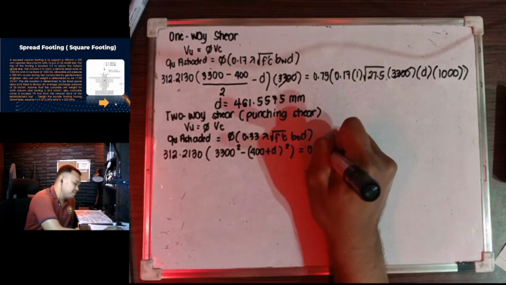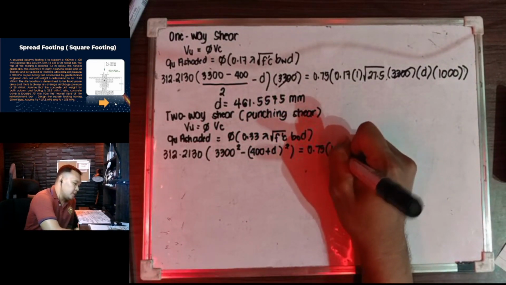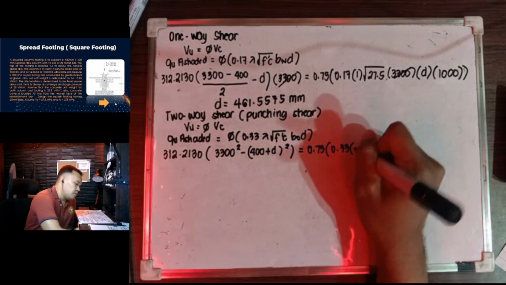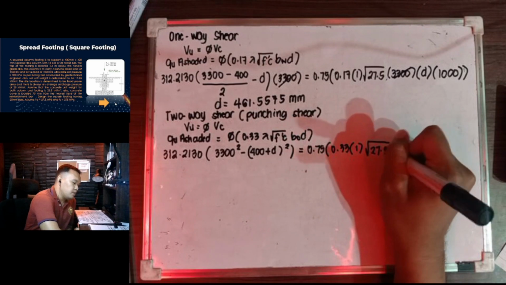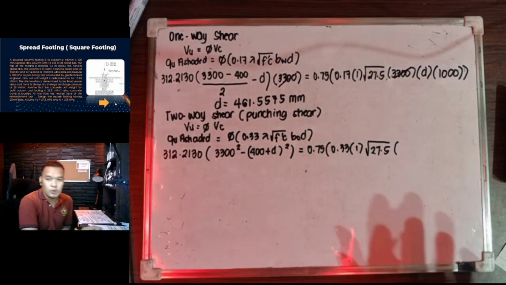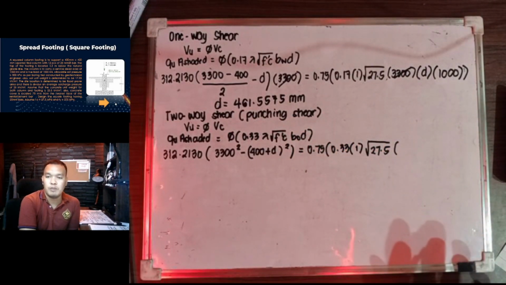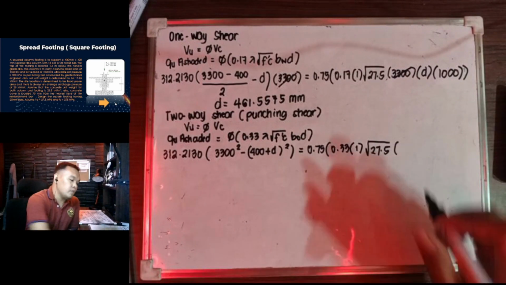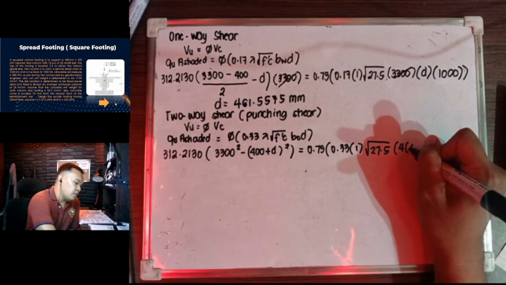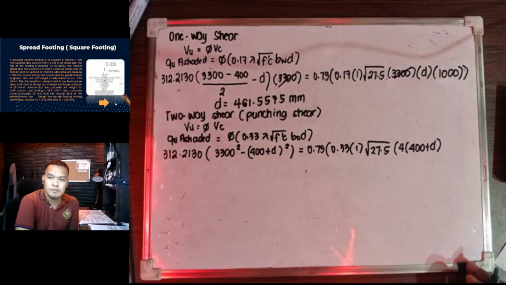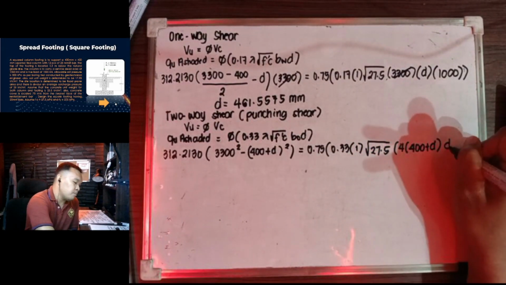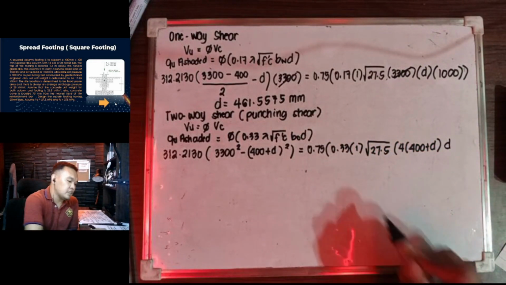0.75 multiplied by 0.33 times the lambda, which is 1, times the square root of 27.5 multiplied by BO. The BO is the perimeter of the punch area. So, the perimeter is 4 times the 400 plus D. No? Times D ulit para dun sa thickness. Yung punch area kasi ay ito.